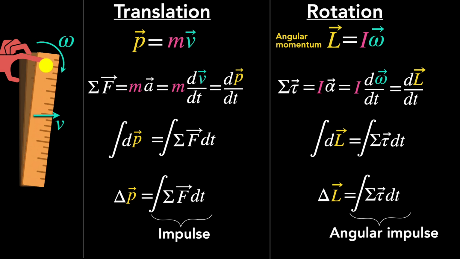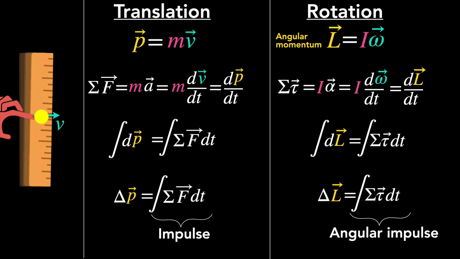So when we flicked over here, we imparted both an impulse and an angular impulse. That's why this object gained both linear and angular momentum. But what if I had flicked this ruler exactly at the center? You can probably intuitively tell it wouldn't spin. It would just move forward. Only translation, no rotation. Why?